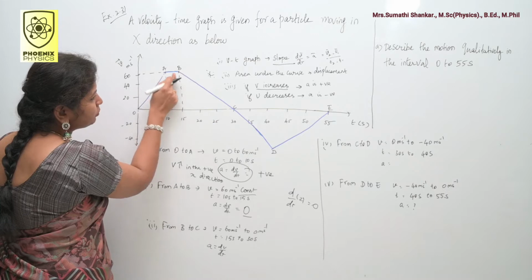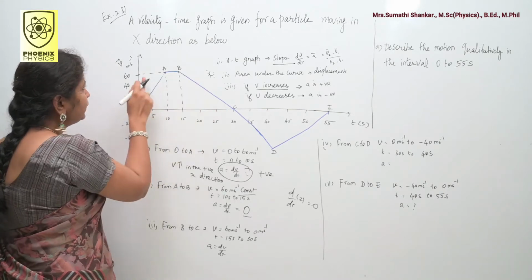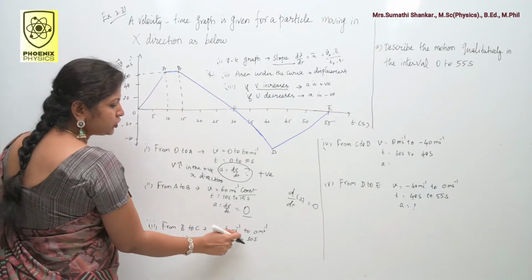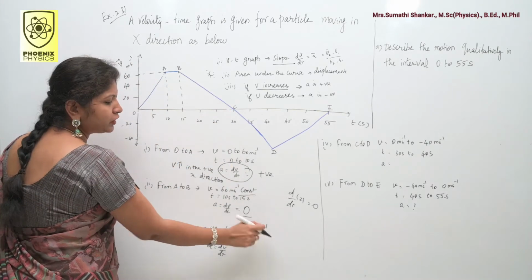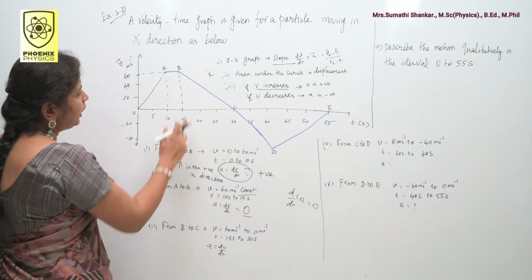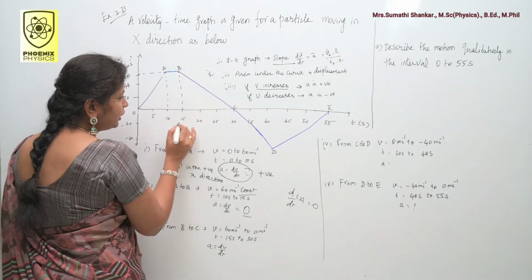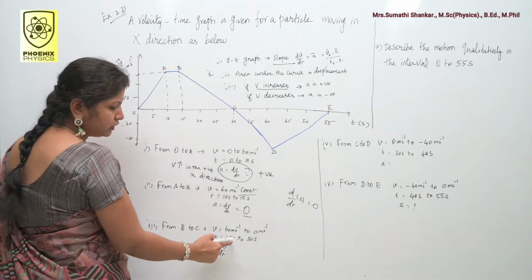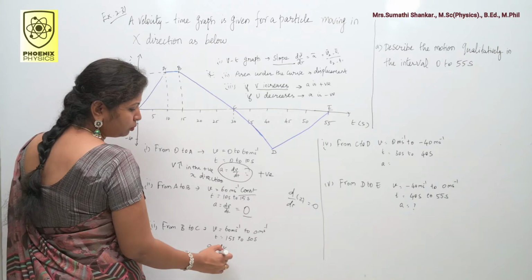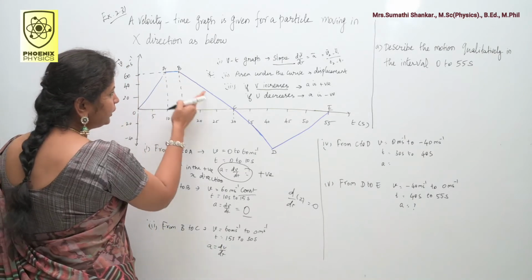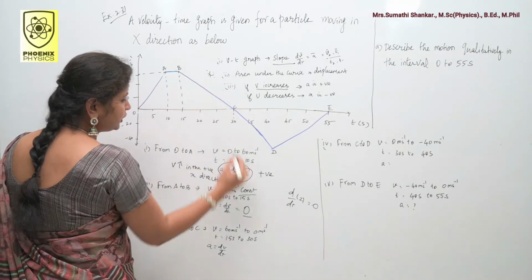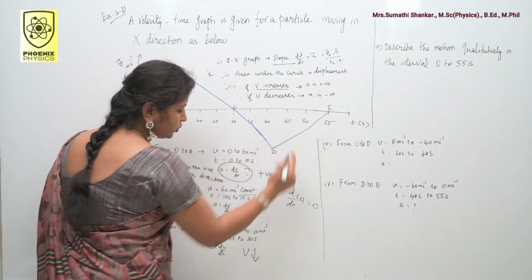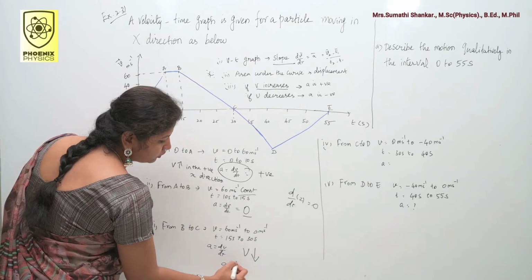Third one, from B to C. So here this is my B and this is C. Here velocity varies from 60 meter second minus 1 to 0 meter second minus 1. And the corresponding time interval is 15 seconds to 30 seconds. What about dv by dt? Look at the graph. Here velocity is decreasing. You know that if velocity decreases, a is negative.